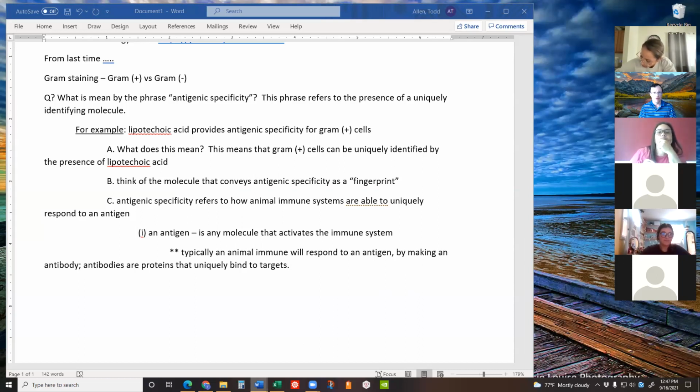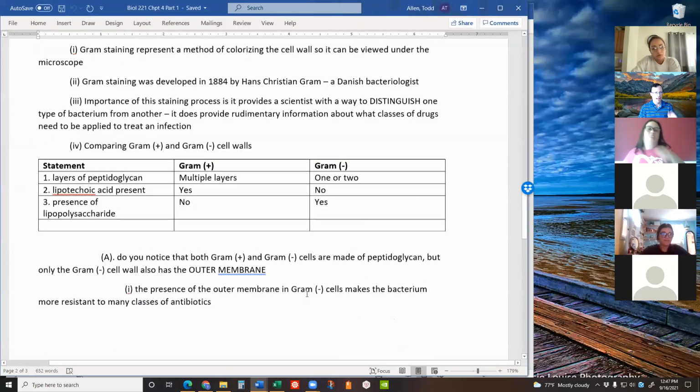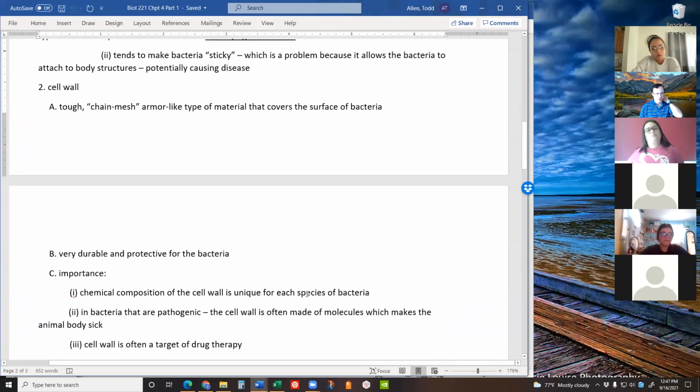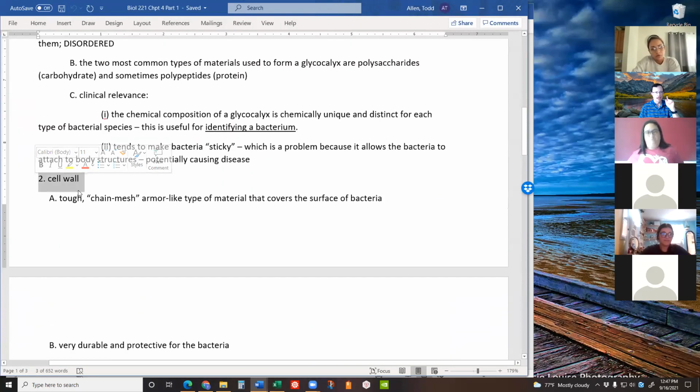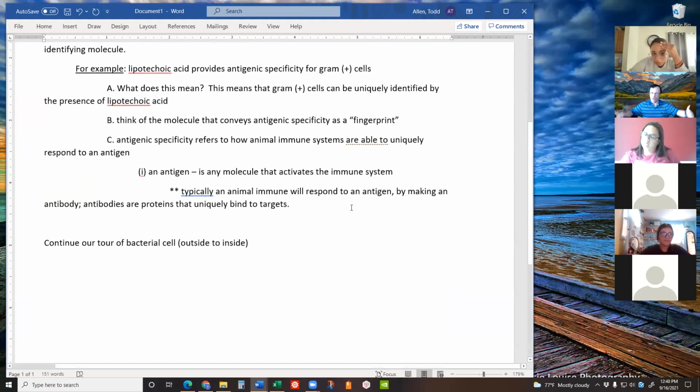Okay, so let me see what my numbering was here from our last class notes. We were looking at the cell wall as being number 2. Now I'm going to go to number 3, which is the plasma membrane. We're going to continue our tour of a bacterial cell from outside to inside, right? We're getting more internal. We started outside, we're coming inside.